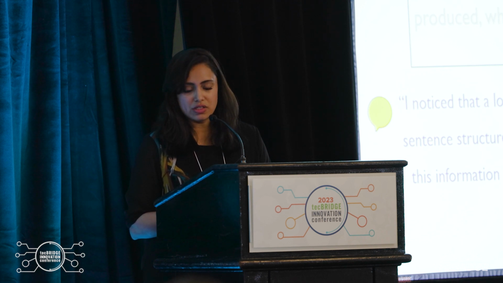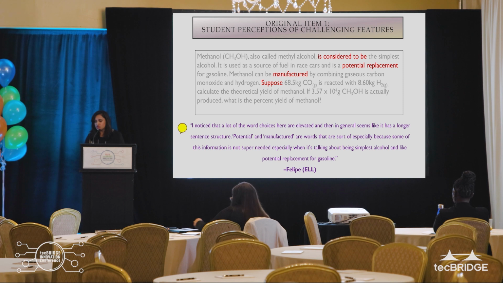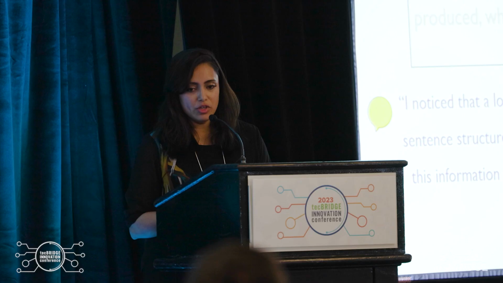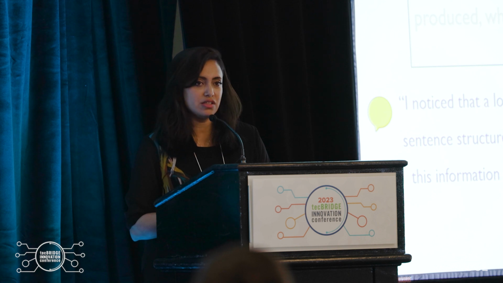And so, as you can see in Felipe's comment, potential and manufactured are words that are not really needed, especially because some of this information is not super needed when it's talking about being the simplest alcohol. So why not just use "is the simplest alcohol," or instead of "manufactured," "methanol can be used by combining gaseous carbon monoxide." So we can further simplify this without diluting the content difficulty of this question.